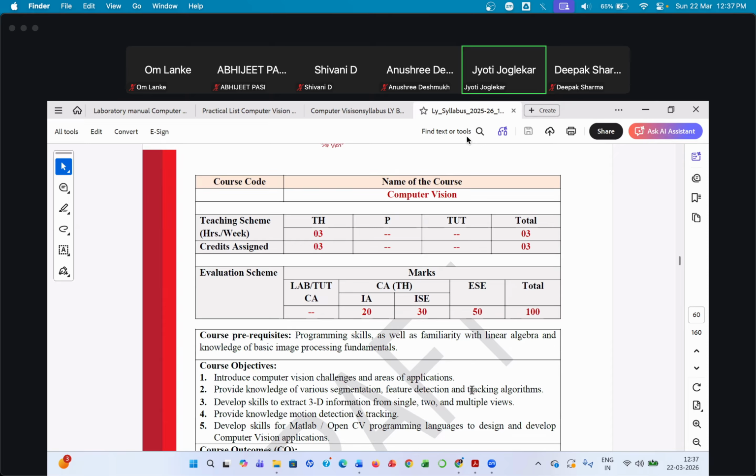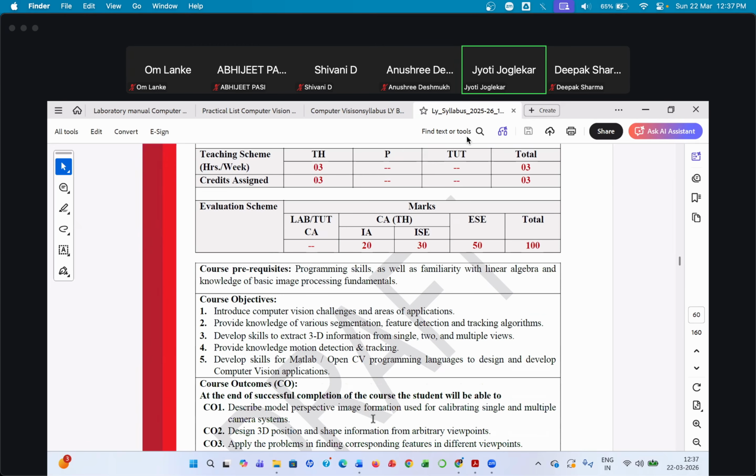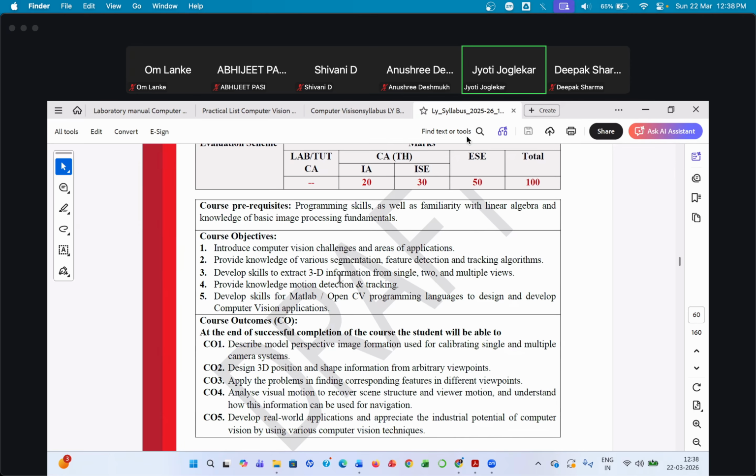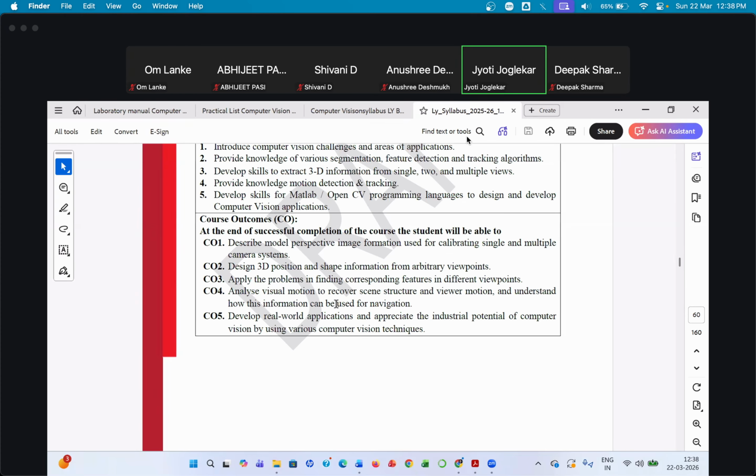Okay, so let's see this computer vision syllabus, what we are going to study and how interesting it is to extract the feature and make my database a knowledge base, which is rich. Okay, so the course objectives you can see over here, it is introducing computer vision challenges and different applications. Then it provides different knowledge about various segmentation techniques for feature detection and tracking algorithm. We also study 3D modeling and stereo image geometry over here. You also study about motion detection and tracking, and you develop these skills in MATLAB as well as in Python.